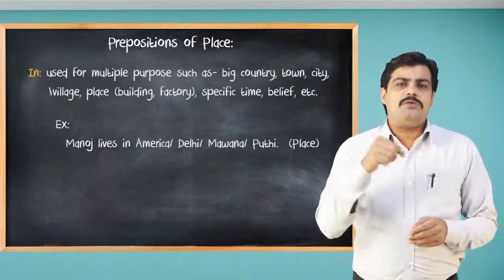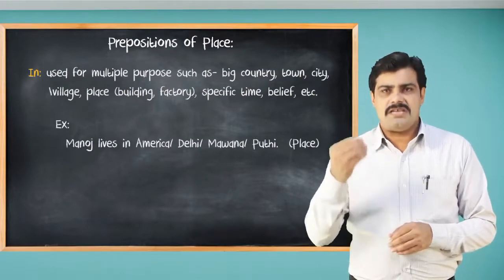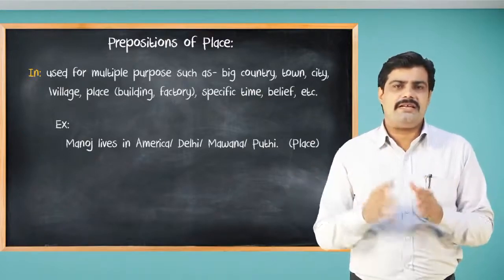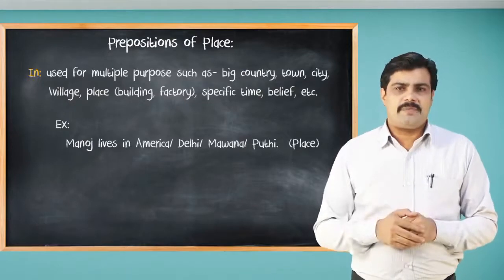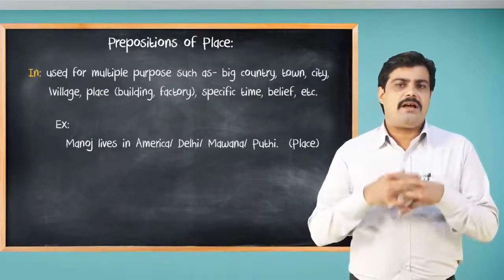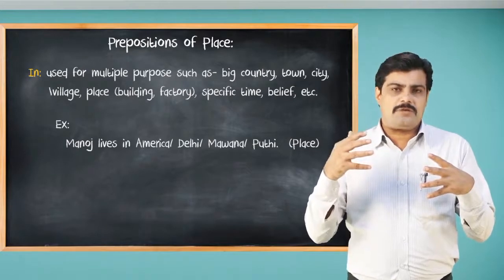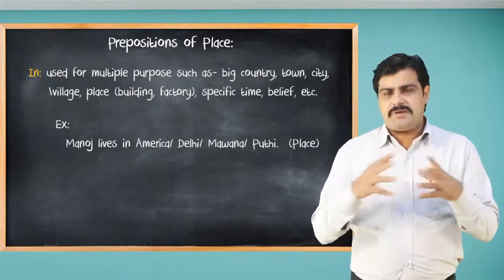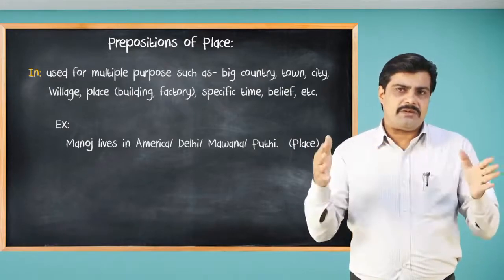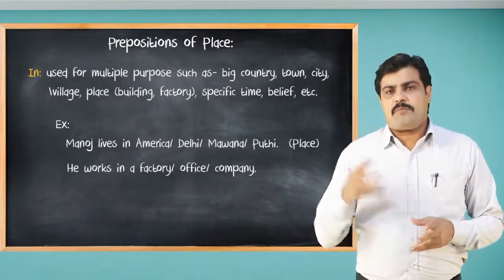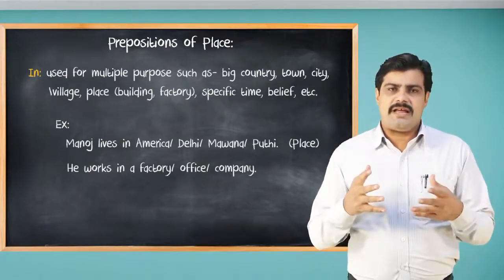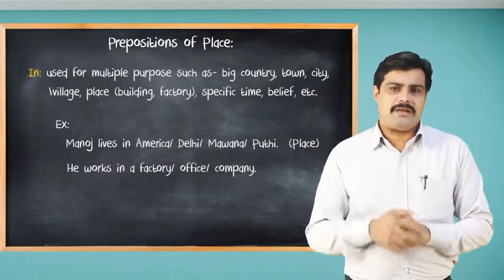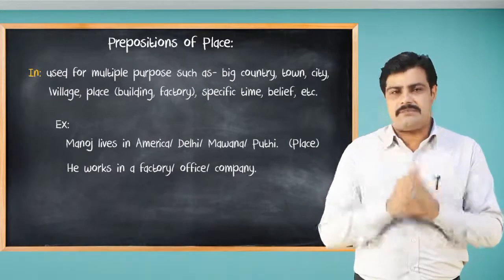For example, Manoj lives in America, Delhi, Putti, place. That is showing the place. Here in the sentence, America is a country, Delhi is a big city, Mawana is a town, and Putti is a village. So this particular can be used in this particular form. For example, for place we can use the preposition like he works in a factory, in an office, in a company. So here place of work is given.